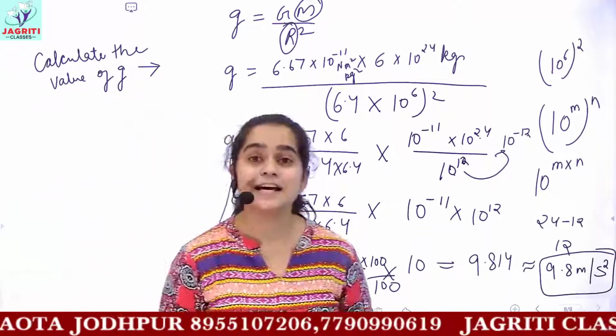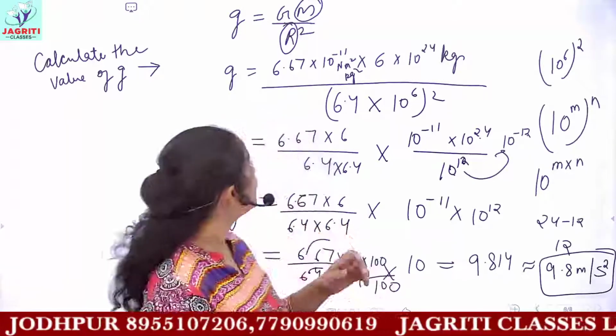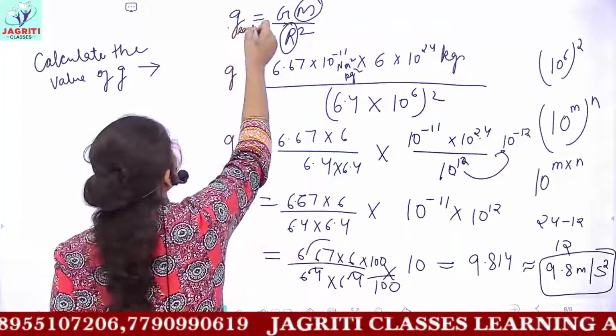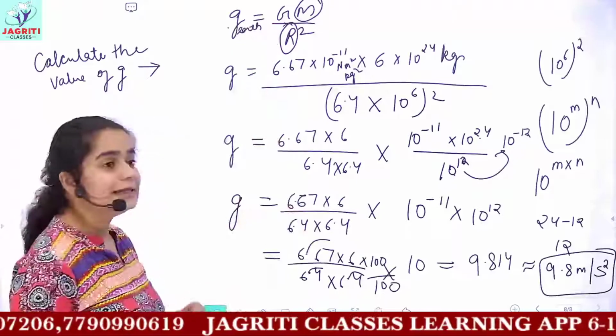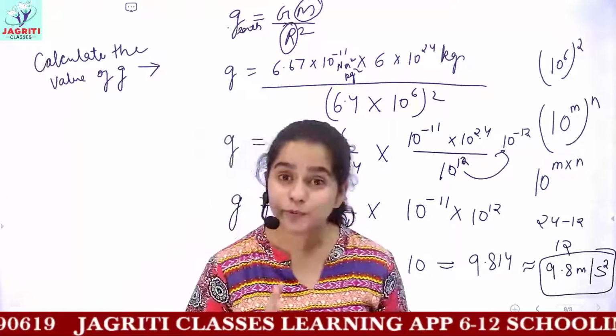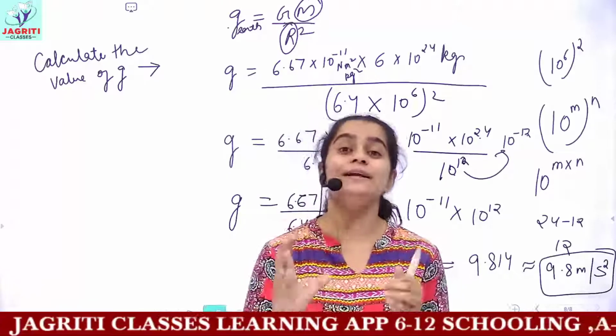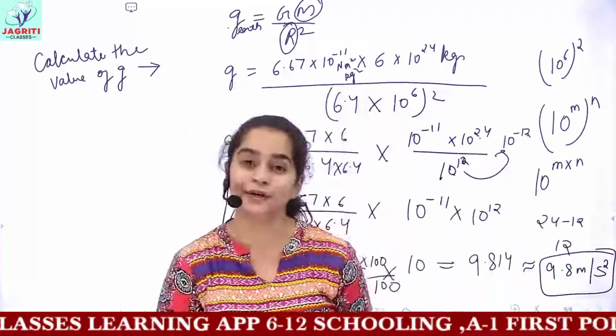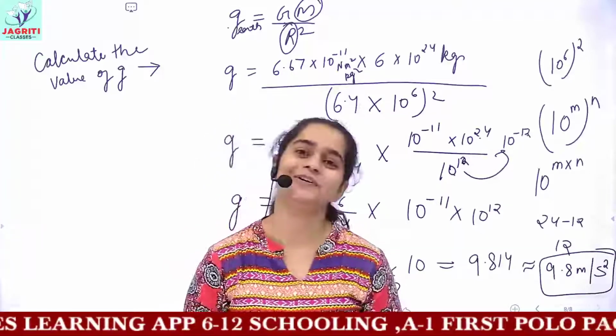In the next class, we will be seeing what is the value of small g for the moon. This is the value of gravity for Earth. In the next class, we will be discussing the value of g for the moon. Then we will be seeing what is the relation between gravity of Earth and gravity of the moon. And then we will be talking about the further topics.